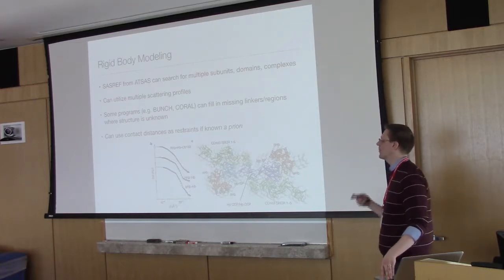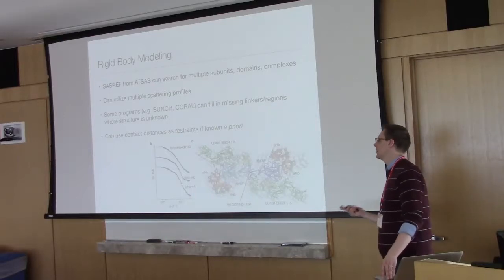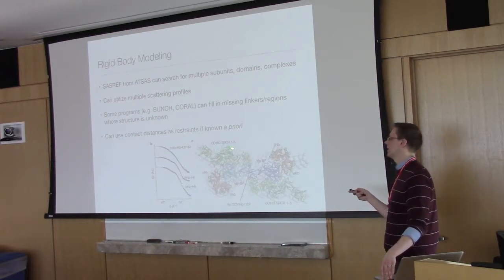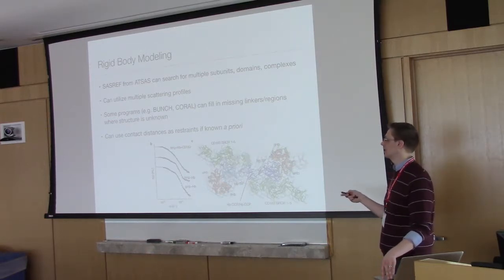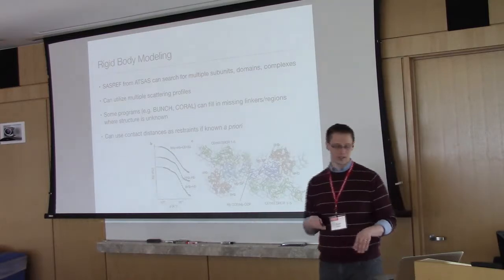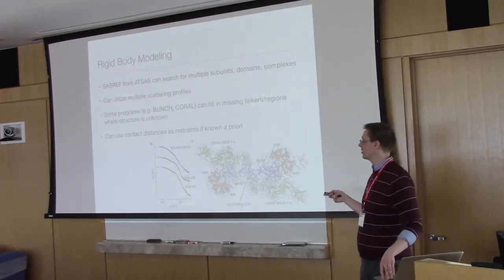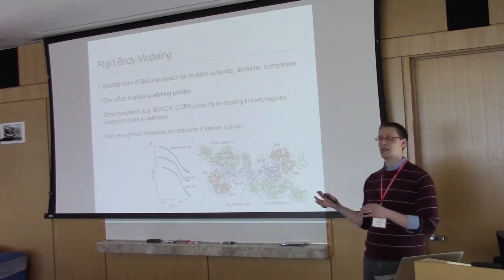You can also say, maybe I've got some FRET information or some kind of EPR data that says I know that this residue over here is within 10 angstroms of this residue over here from this experiment. So you can add in these contact distances to make sure it keeps those residues close to each other. This is a great way of combining all of these things. You can also do multiple scattering profiles, so you can fit these simultaneously.